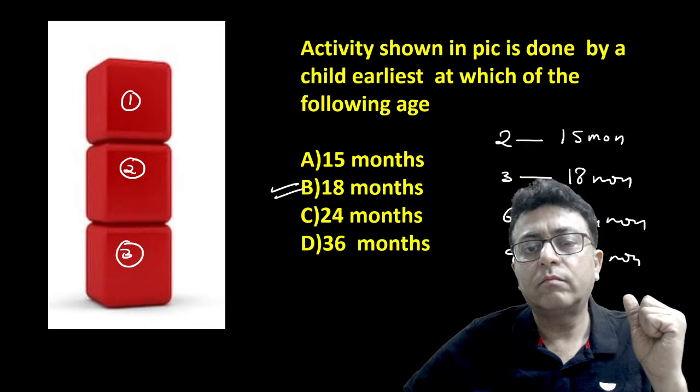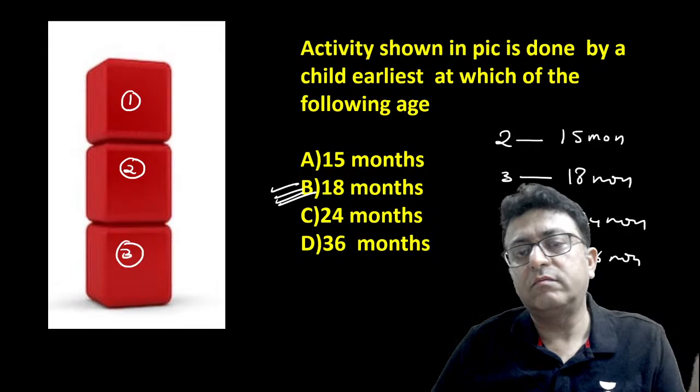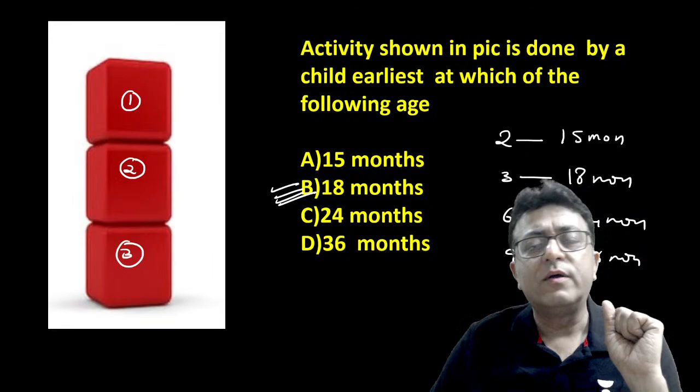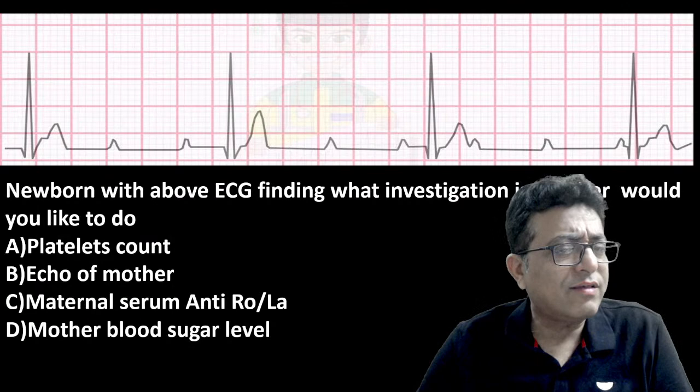18 months. Tower of 3 cubes, 18 months is the answer. Clear? So remember, circle plus cross square. When can a child make a tower of 2 cubes, 3 cubes, 6 cubes, 9 cubes? We have discussed this question partially in yesterday's class.